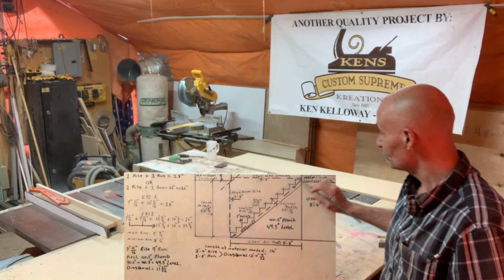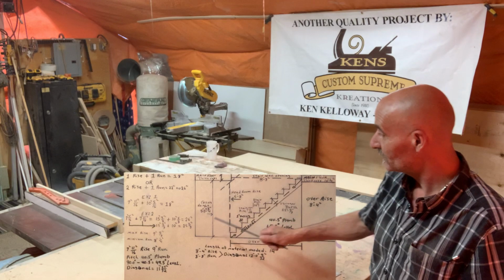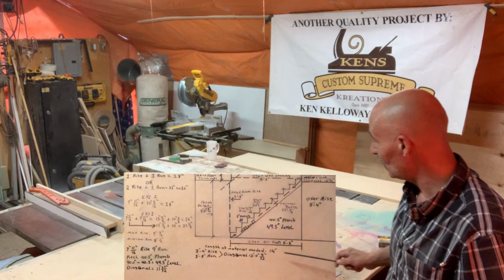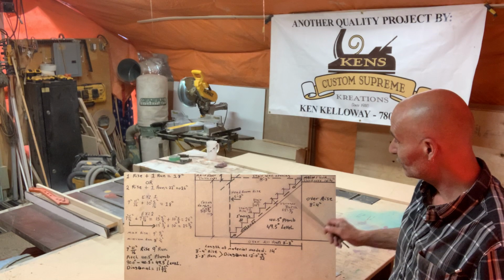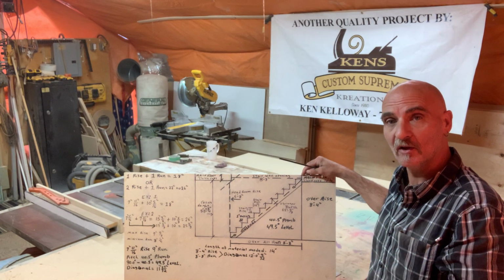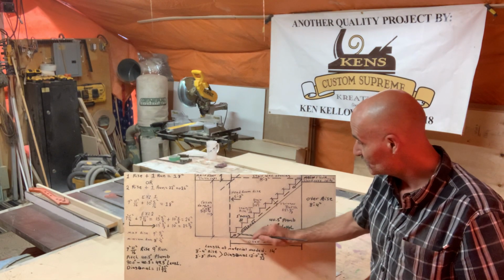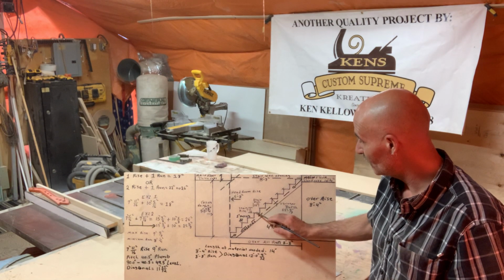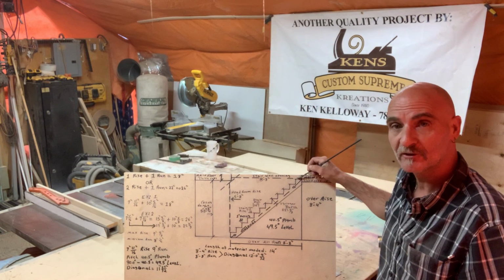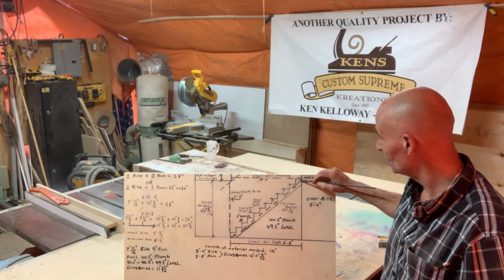Now, when I'm doing my calculations here, 7 11/16 rise, and that's 13 rises, so I need 12 runs, which is 1 2 3 4 5 6 7 8 9 10 11 12. That's my 12 runs right there.